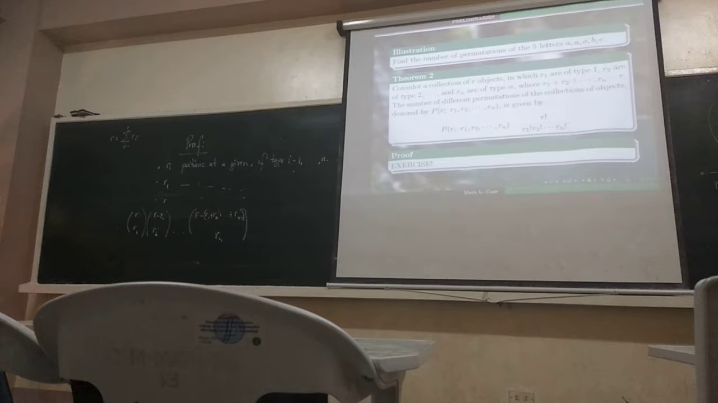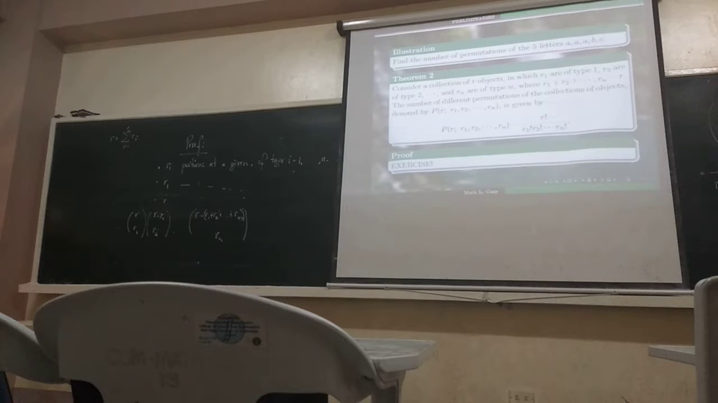Kasi dapat ipakita niyo, that should be R factorial over R1 factorial, R2 factorial. Multiplications, sir. The product, R2 times R3. Okay, let's see. So you have R sub 1 minus R2, tama? So you have R2 factorial.